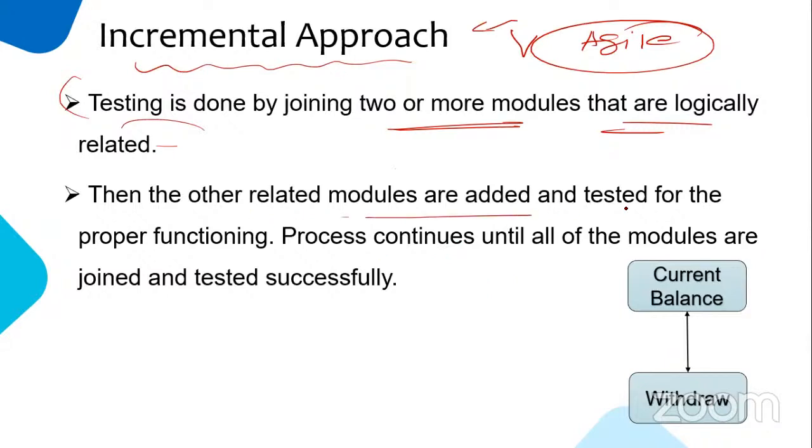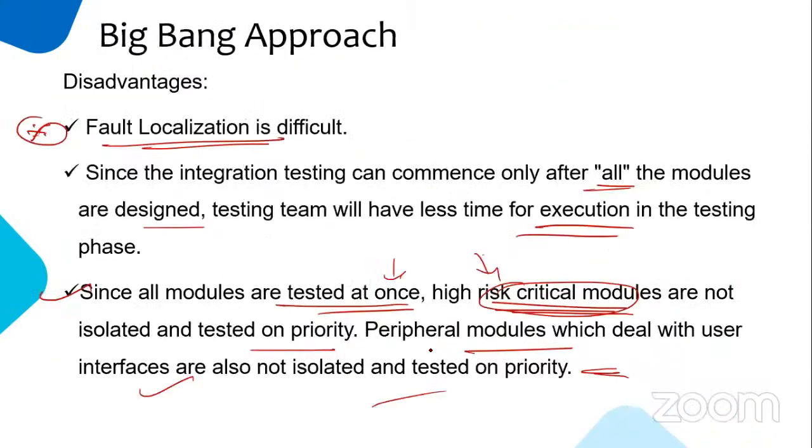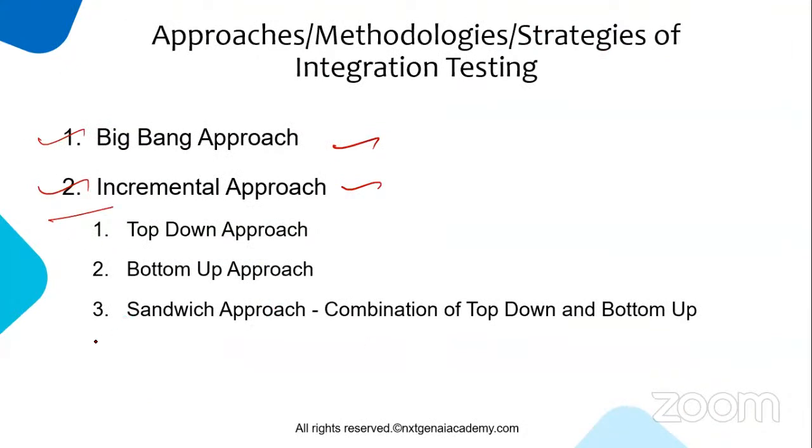All other related modules are added and tested. Once you do these things, above that they put other modules which are important but not in the high risk zone. Then this process continues until all 10 modules in Flipkart are connected, and then they test end to end. So this is what happens in the incremental approach. In the incremental approach itself, we have three ways: one is top down, bottom up, and sandwich.